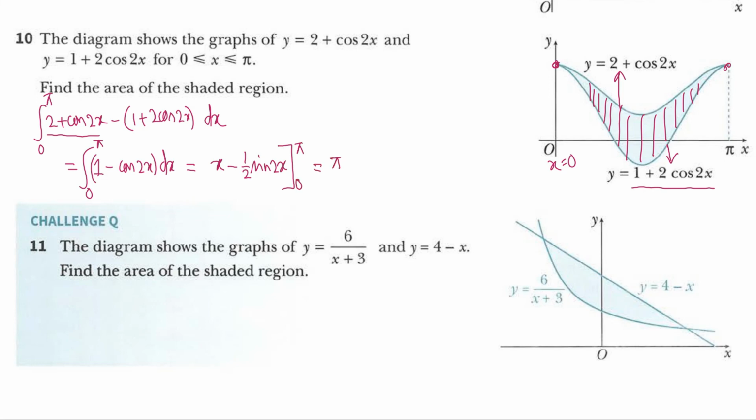So we put in the limit: pi minus half of sine 2 pi, then minus, we put in 0, so 0 minus half sine 0. We know sine 0 is also 0, and so the value is pi, because sine 2 pi, sine pi, everywhere this is 0. Sine 2 pi, sine 0, sine pi, all values are 0. Here everything is 0. So pi is the answer, and you can write it in square units.